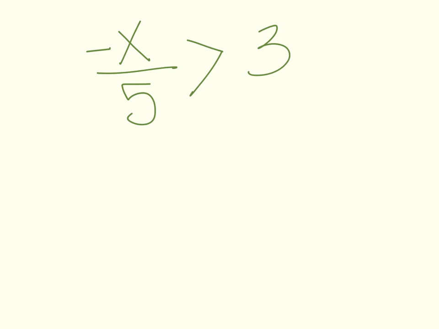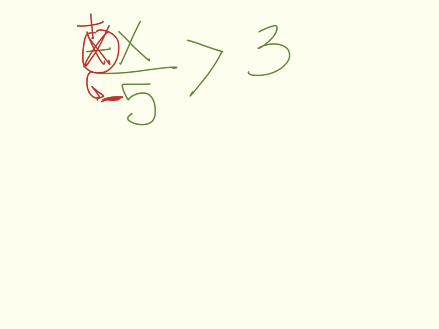So the last example is, let's say you have something that looks like this. Let's say we have negative x over 5 is greater than 3. This negative right here, when you have one negative, it can be on the x or it can be on the 5. Let's put it on the 5. So instead of having the negative on the x, let's put it on the 5. Okay? So now this x is now just positive.